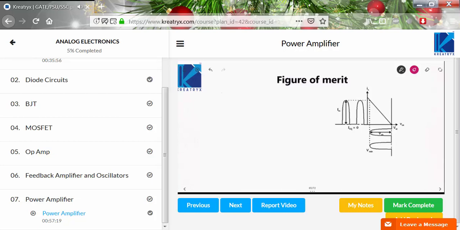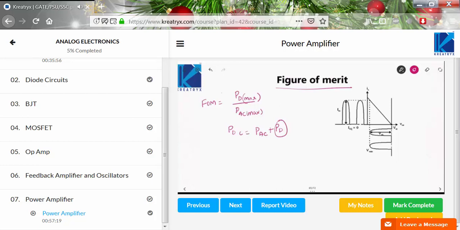Next parameter, figure of merit. What is the figure of merit? It is the ratio of PD max by PAC max. In the case of a class B amplifier, DC power is utilized in two ways. One part is converted to useful AC power and one part is dissipated in the two transistors. That is, PDC is nothing but PAC plus PD. It is the combined power of the two transistors because we are using two transistors, Q1 and Q2.